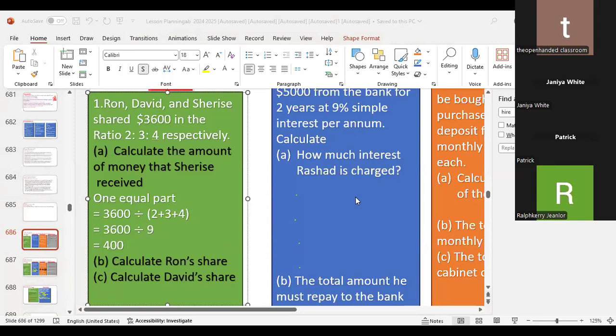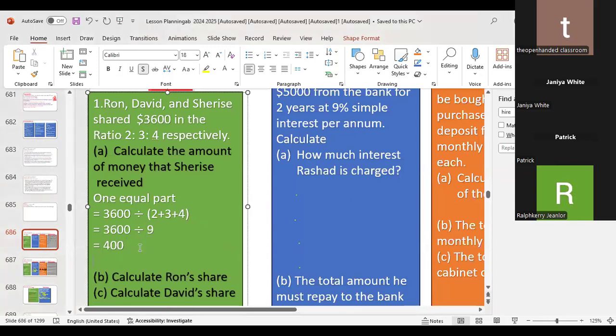So what are we going to do in order to get our answer? We have to multiply one equal part, 400, times 4. Why are we multiplying by 4? Because that's the amount that Charisse shares. That's Charisse, yeah.